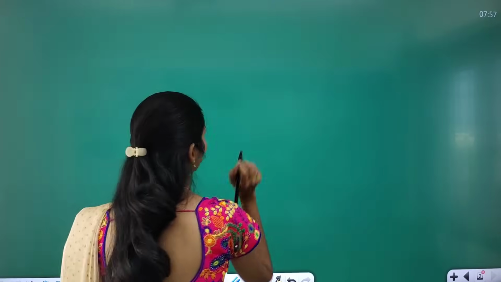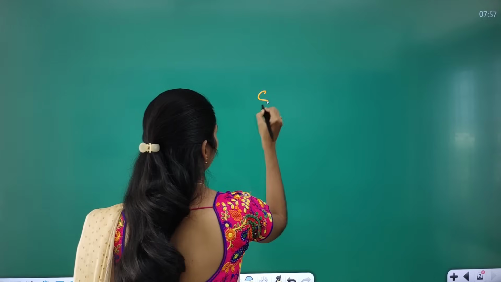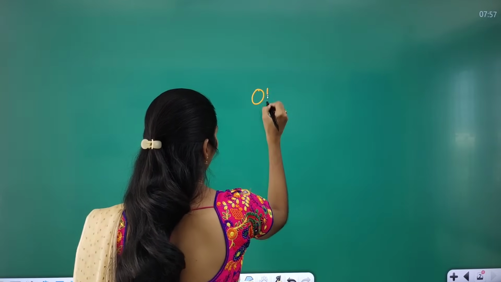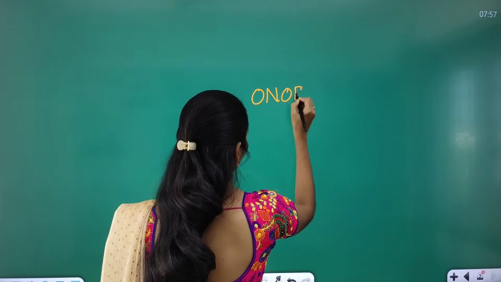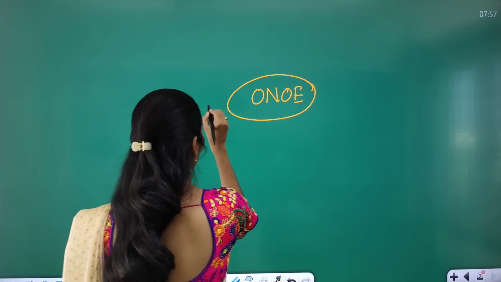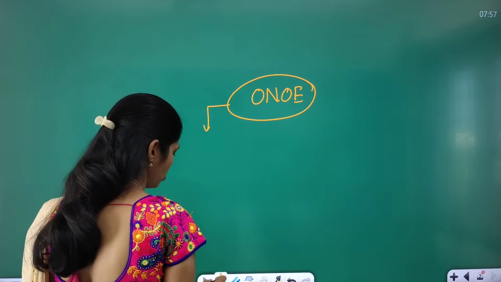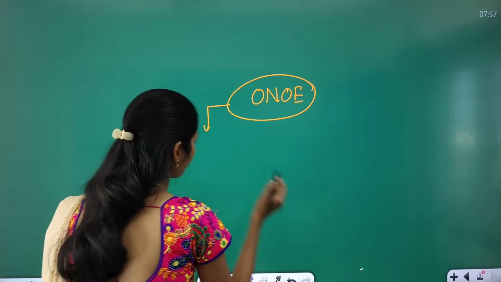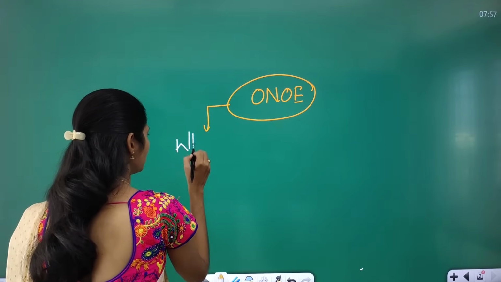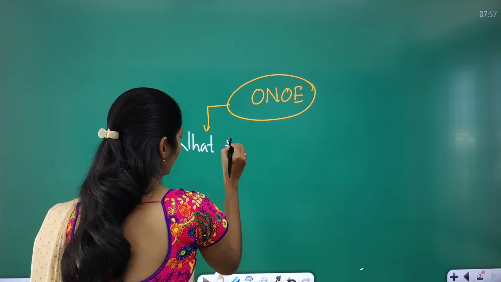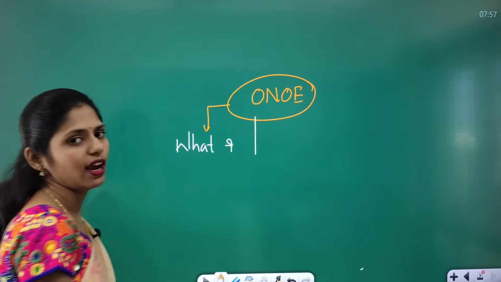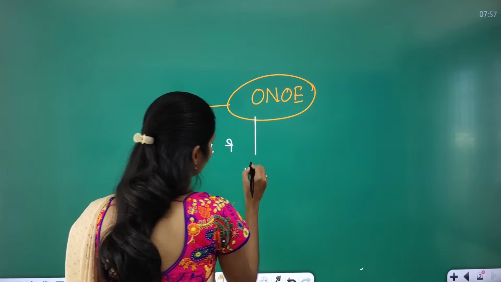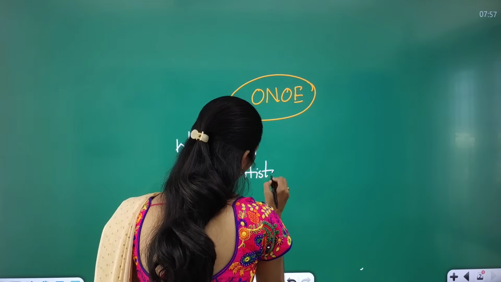Yes, here you have to know some dimensions. Let me write the short term, one nation, one election. So here you have to know some important dimensions. What are those dimensions? What is one nation, one election? And you have to know the history of this one nation, one election.